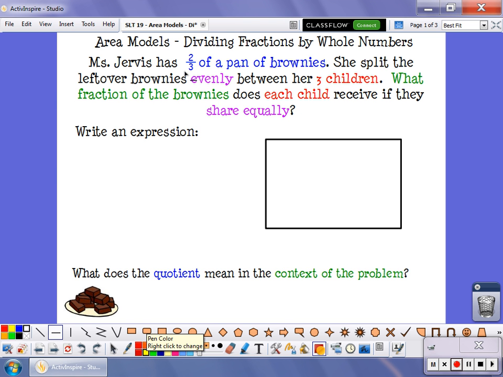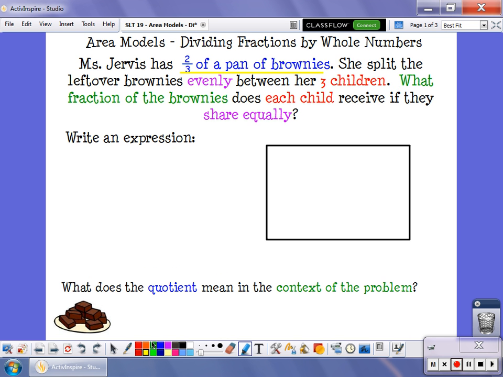So Mrs. Jervis has 2/3 of a pan of brownies, and she wants to split that 2/3 of a pan of brownies evenly among her 3 children. Our question is, what fraction of the brownies will each child receive if they share equally? So the expression that we're looking at is we're starting off with 2/3 of a pan of brownies, and we want to divide that equally among 3 kids. So 2/3 divided by 3.